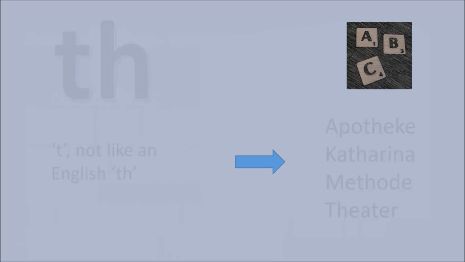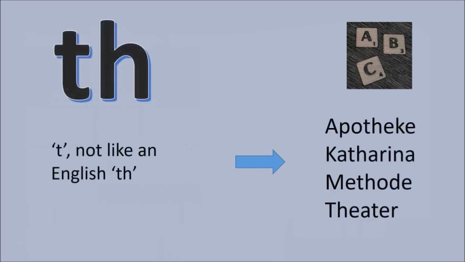Slightly more different is when you have a letter combination. Now the TH, although it exists in German, is pronounced like a T, and we don't pronounce the H. So it's not like the English th. Actually, quite a few Germans struggle with the English th, and they can't say it. So the words we have here, remember, it's just a T sound. Apotheke, Katharina, Methode, Theater.